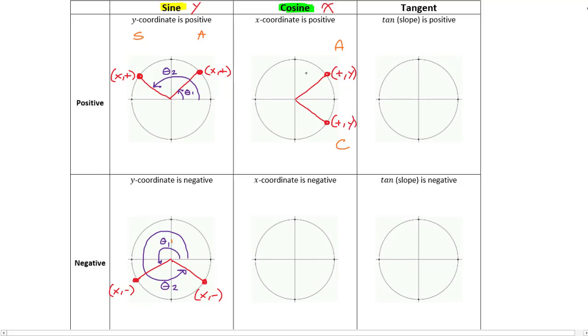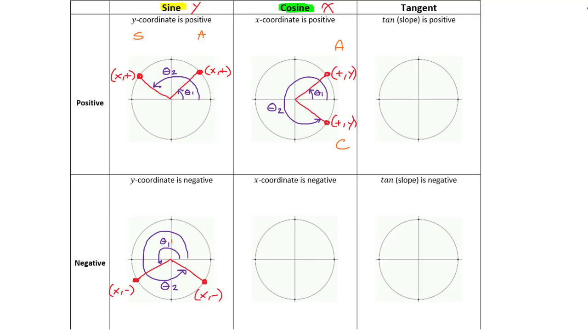Now, we have two possible angles. One angle from here to here. There's also an angle measured from standard position all the way around to there, and that would be our second angle. And again, when we start doing these, you're going to see the calculator doesn't give us both angles. It only gives us one of them. We've got to figure out the other one.